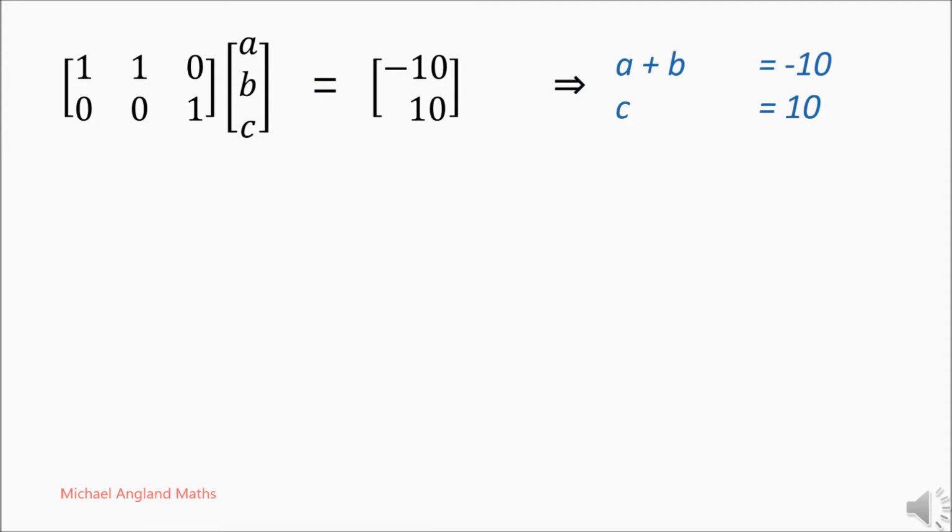Now, if we look at the bottom line in the left-hand 2 by 3 matrix, we have 0, 0, 1. That multiplies into the column vector a, b, c to give 0 times a plus 0 times b plus 1 times c, or just c, which is equal to, on the right-hand side, the lower entry of that 2 by 1 matrix, 10, which, as you can see on the right-hand side, in blue, I've put c equals 10.